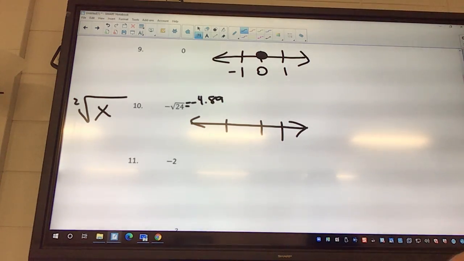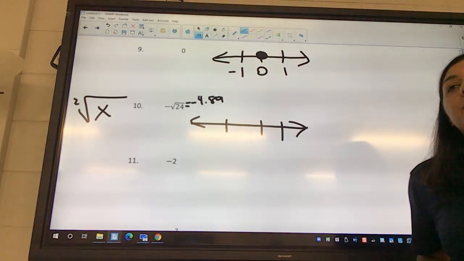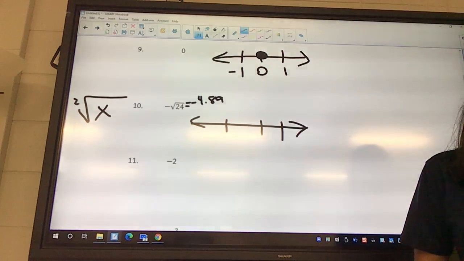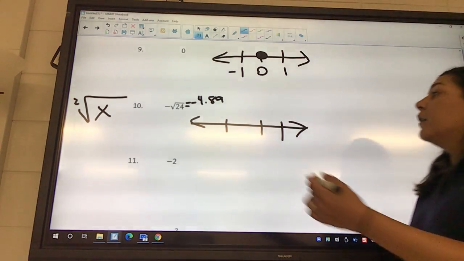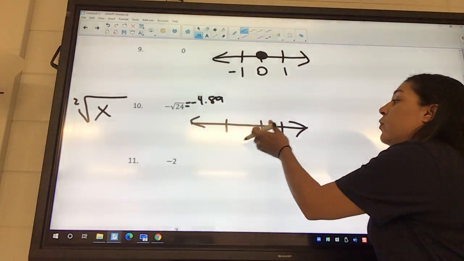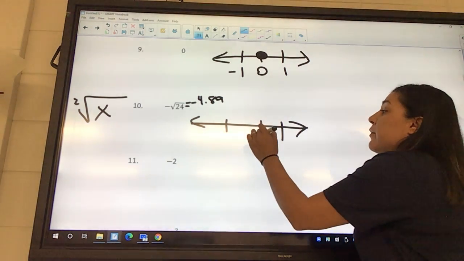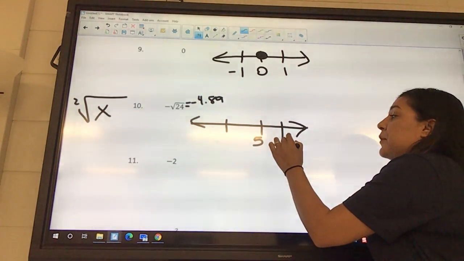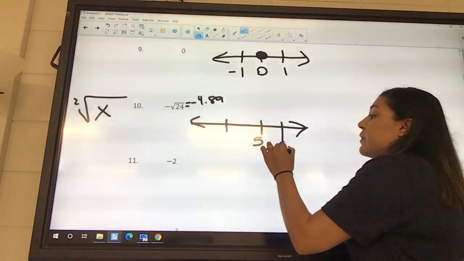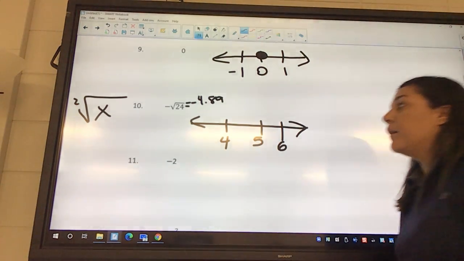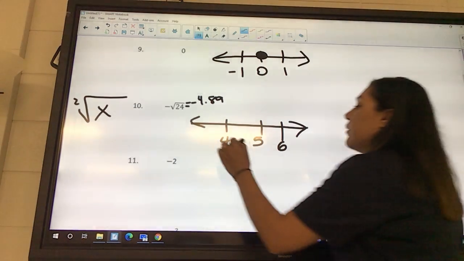So on our graph, what should be our middle number? Not 0, because 4.89... not 4.89, because these gotta be whole numbers. So what is the closest whole number that you can do? 5. You can do 5. So that means this one's gonna be 6 and 4. Negatives. Negative, sorry. You're right.